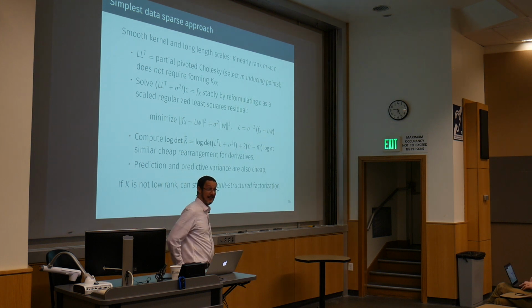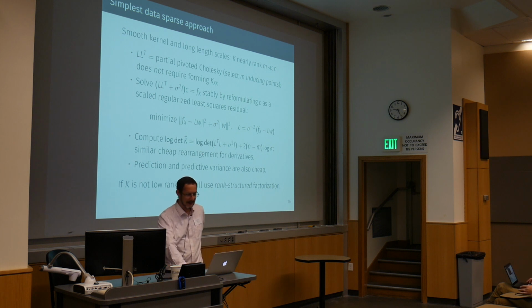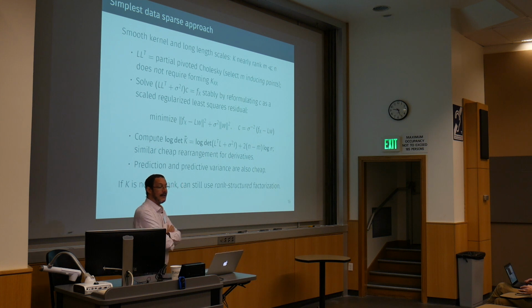I think is in GPyTorch, and appears as a piece of a NIPS paper that's coming out. So what if you've got something that's really a smooth enough kernel with long enough length scale that it pretty much looks like a multiple of the identity plus low rank? So what we're going to do is to say our kernel matrix is effectively low rank.